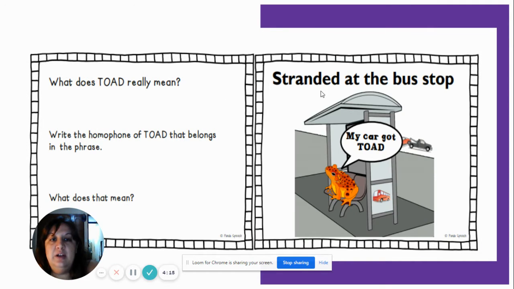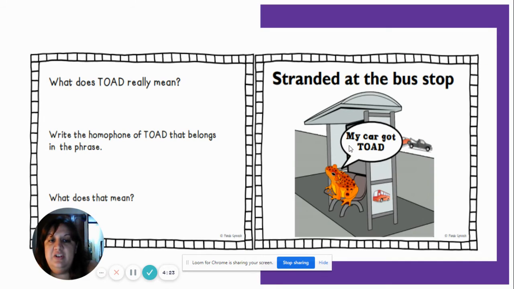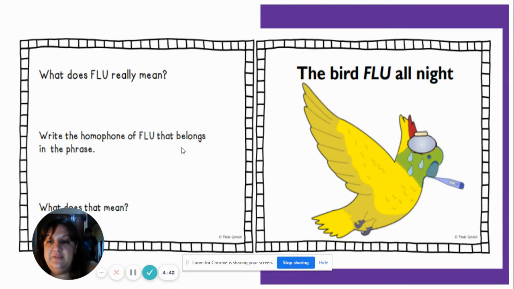Here's some more. Stranded at the bus stop. My car got towed. Well, this kind of toad is the animal, like this. But towed, like the car got towed, is T-O-W-E-D. Okay? They sound the same, but they are spelt different.